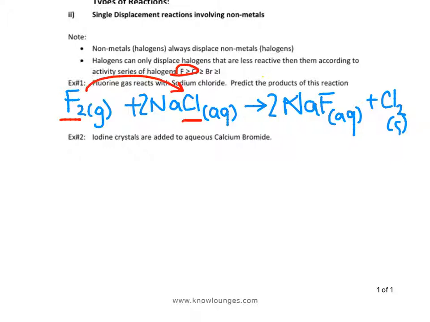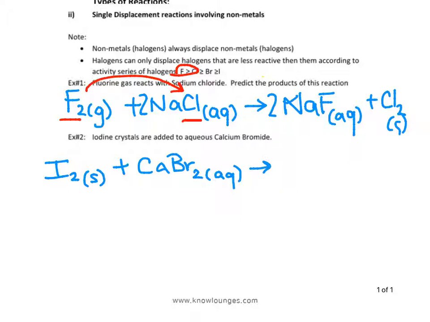Okay, the next example: iodine crystals are added to aqueous calcium bromide. Again, we want to predict the products of this reaction based on the activity series of nonmetals. Iodine is also a Hofbrinkel, so it's I2 and it's solid in crystal form. We're adding it to calcium bromide, which is our aqueous solution.